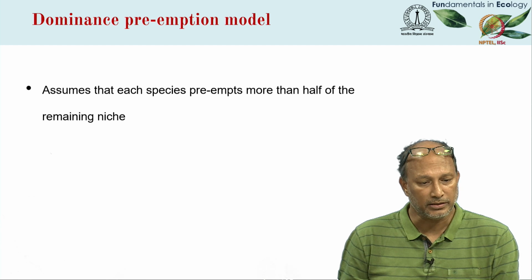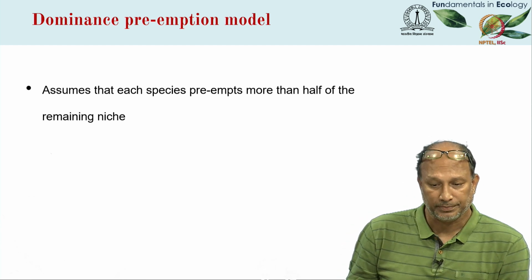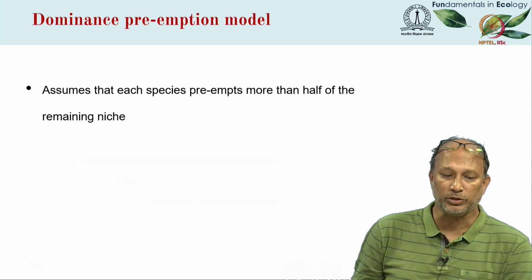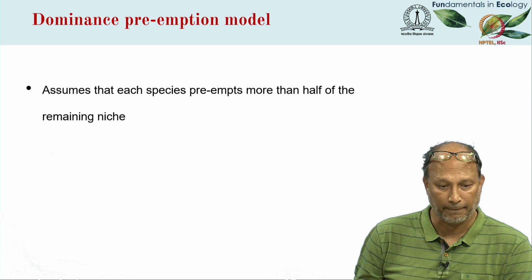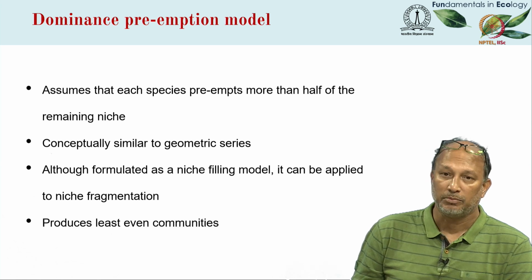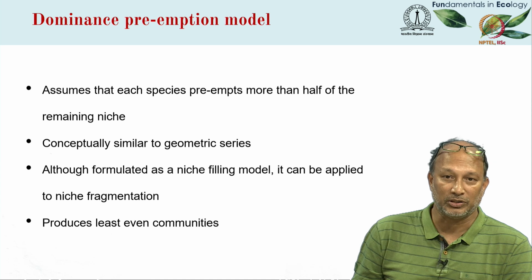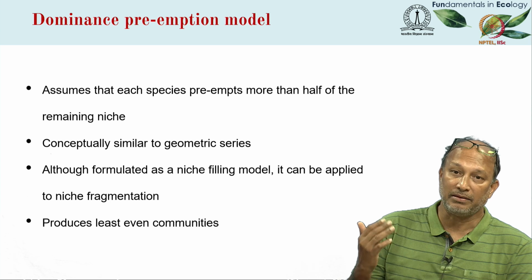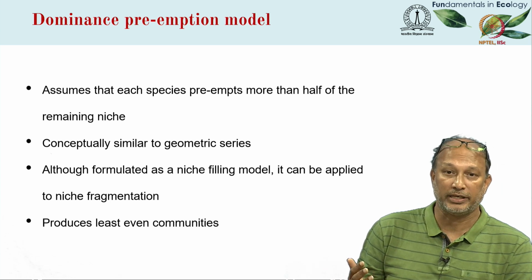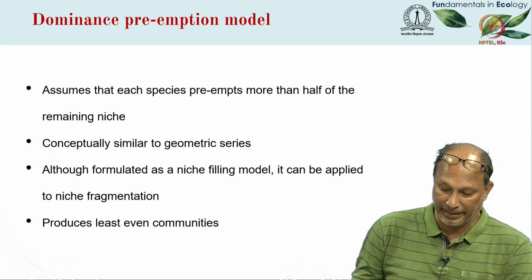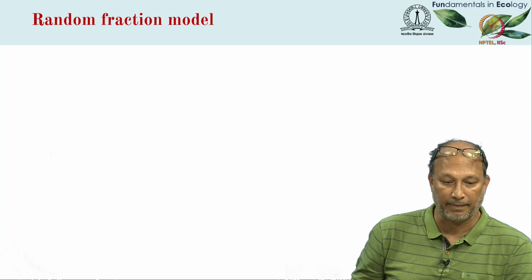More specifically, to look at these, the dominance preemption, which, to go back a second, is the least even, assumes that each species preempts more than half of the remaining niche. It's conceptually very similar to the geometric series. It can be applied to niche fragmentation, though it's a niche filling model, and produces the least even communities, because, as you can imagine, each species is preempting more than half of what's left. So they're taking up a large part of what is remaining in the niche. So the smaller and smaller bits remain.